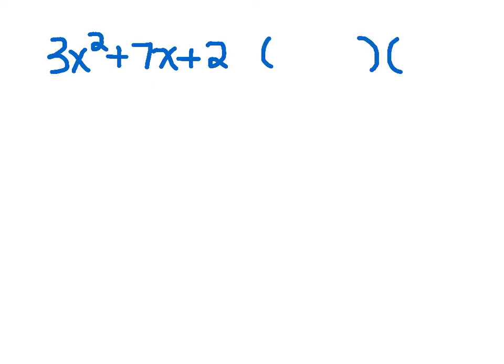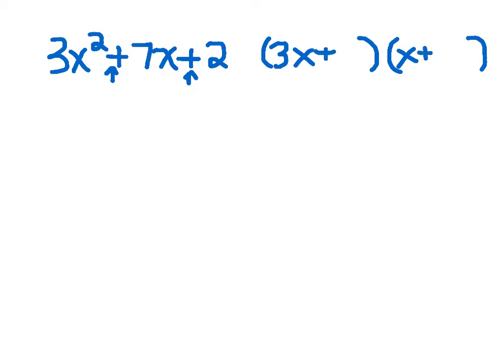So let's try another one. Those look kind of hard. Let's try 3x squared plus 7x plus 2. Okay, so the first thing I want to do is draw my parentheses. I'm going to put in my variables. It's 3x and x. This tells me they're the same. This tells me they're both positive. So it's plus and plus.